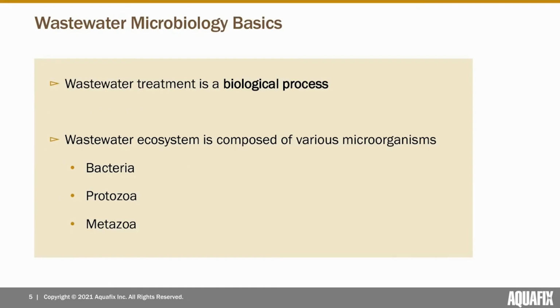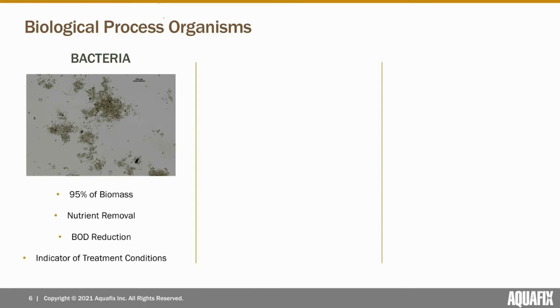To start, it's important to remember that wastewater treatment is a biological process that's composed of a plethora of microorganisms. These microorganisms can be broken down into three different groups: bacteria, protozoa, and metazoa. The first group, bacteria, are the most abundant and will contribute to 95% of your total biomass. Bacteria are vital in the wastewater treatment process as they're primarily responsible for nutrient removal, BOD reduction, and can be an indicator of treatment conditions.